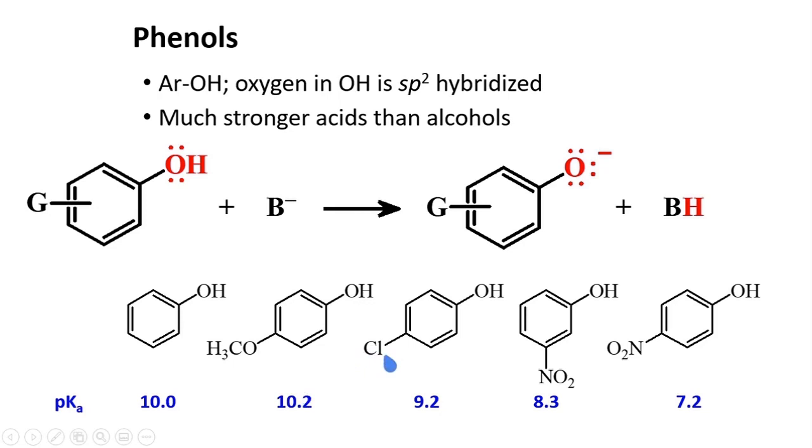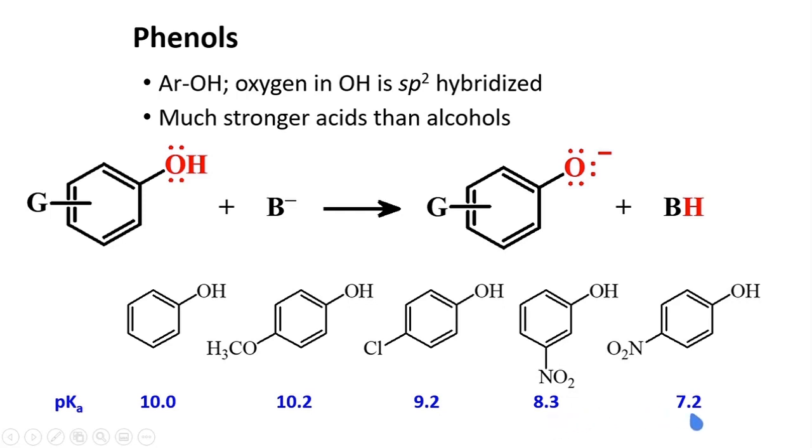Chlorine is an electron withdrawing group. It can pull electrons towards itself. This negative charge can be pulled further from oxygen, so that acidity will increase. A nitro group is also electron withdrawing, and even at the meta position, it has a strong inductive effect and also can pull electrons towards itself. Thus, the acidity will increase.